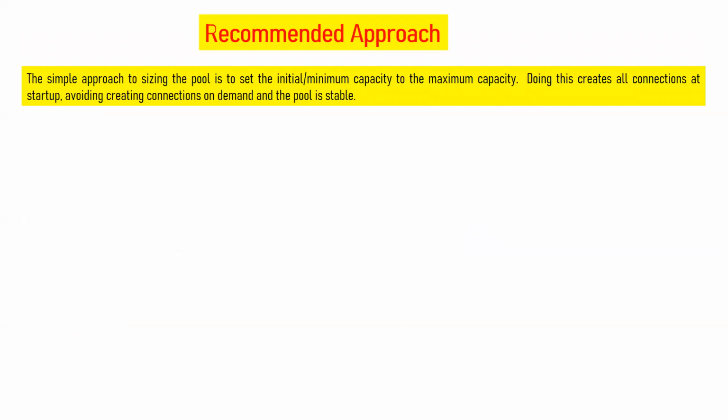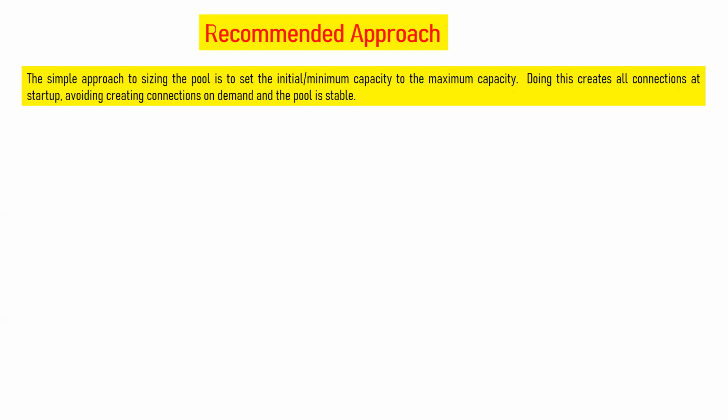Now, what is the recommended approach? The recommended approach is that the sizing of the pool is set with the initial minimum capacity equal to the maximum capacity. That means in more than 90% of environments, we define the initial capacity as equivalent to the maximum capacity. If I am defining my initial capacity as 50, then my maximum capacity would also be 50. Or in the reverse case, if my database can allow 100 connections, and my requirement for my data source is a capacity of 100 connections, then I would define maximum capacity as 100 and minimum as well 100.